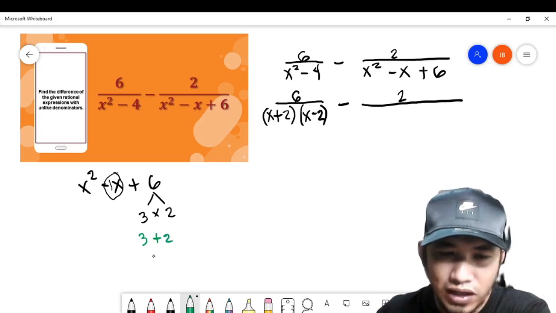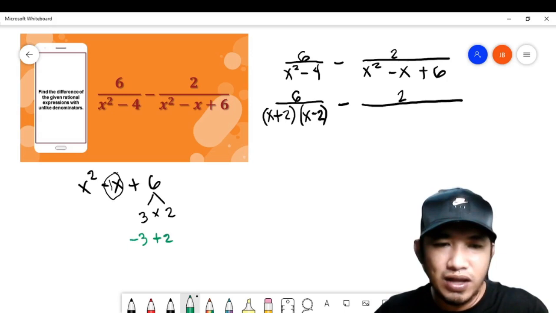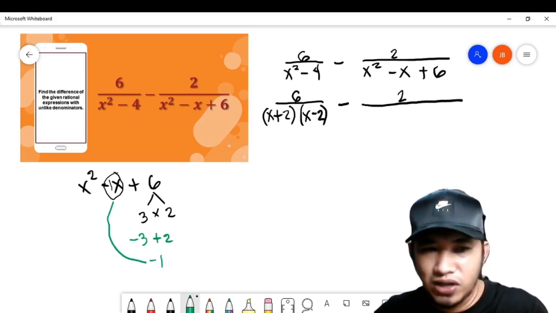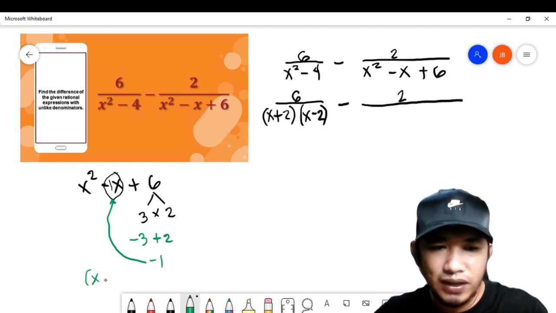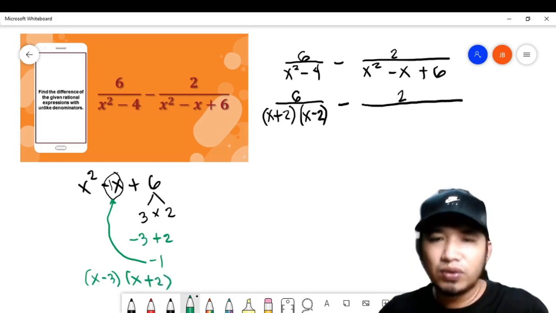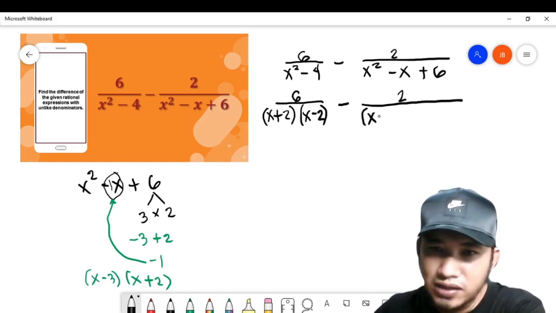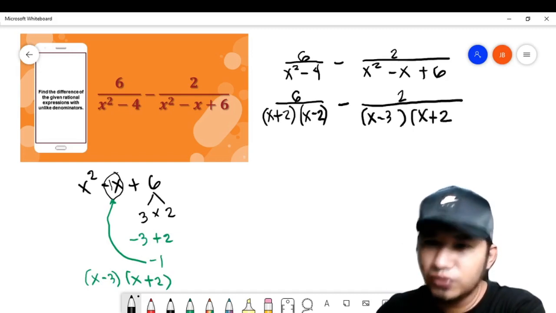3 plus 2, that makes it 5. So mali siya. So try natin gawing negative 3. So negative 3 plus 2, it gives you negative 1. So pareho na siya sa nasa gitna. So the factor of x squared minus x plus 6 is x minus 3 and x plus 2. Okay? So ayan, ilagay na natin sa denominator natin yung factor. That is x minus 3 and x plus 2.